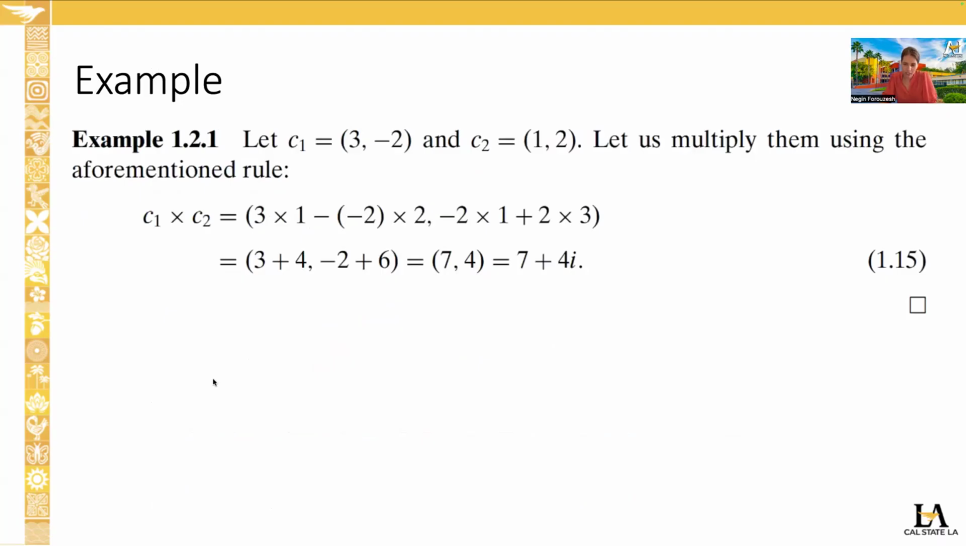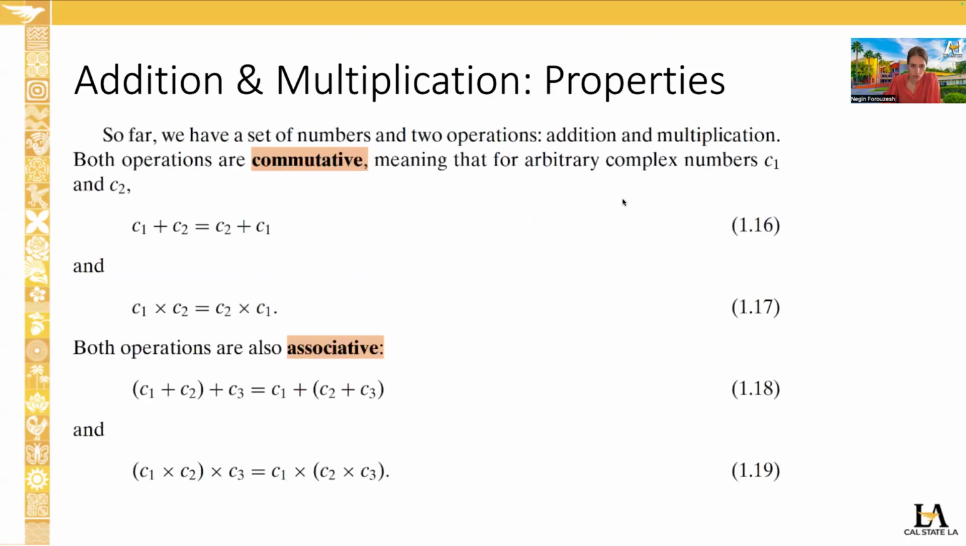Okay, I have an example here for you, and I want you to work on it. If you could take a screenshot of this page, I think it would be very helpful. You can also write it down if you cannot take a screenshot, whatever works for you. So in this example, we have two complex numbers, C1 and C2. Again, they're in ordered pairs. What we want to do is to multiply them, and then check their commutative and associative properties, right?